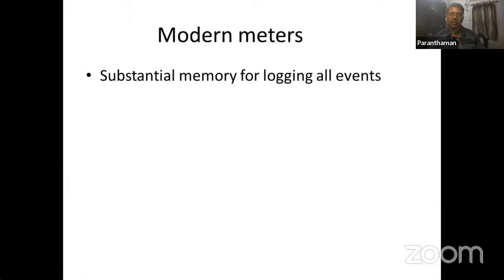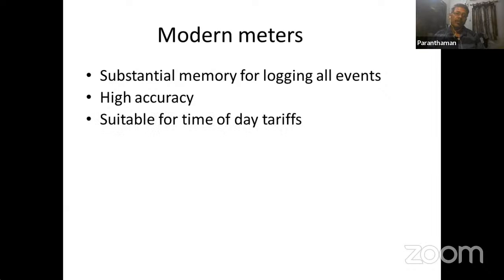The modern meters have substantial memory for logging all events. Previously, the electromagnetic meters did not have such a facility for logging of events. They are all high accuracy meters because there are no moving parts. Suitable for time of day tariffs.